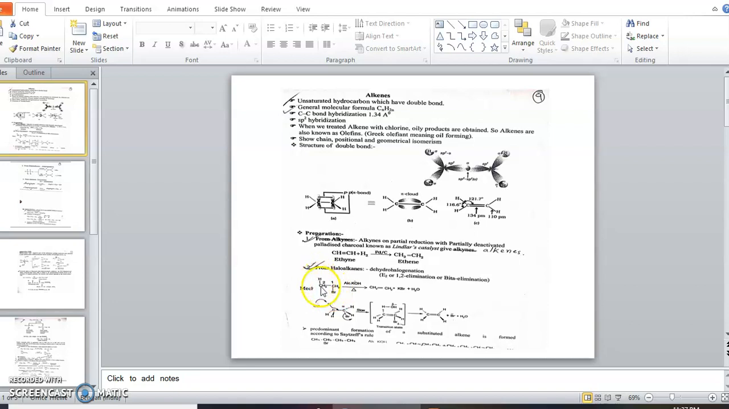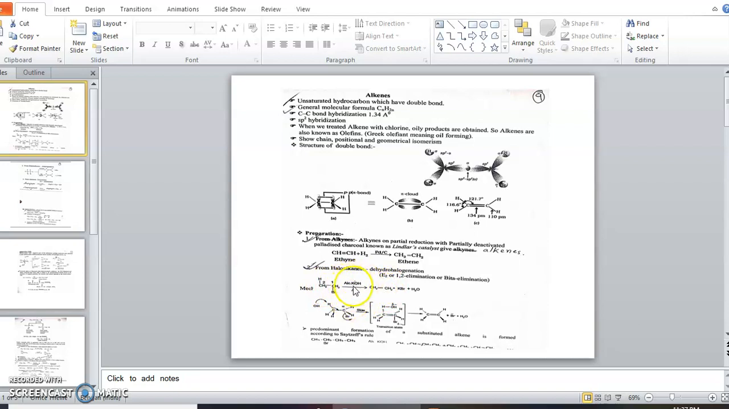If you take CH3CH2Br as an example, and you react it with alcoholic KOH solution and heat it, then what will happen? The hydrogen will be eliminated from carbon number 2, and the bromine will be eliminated from carbon number 1, and the double bond is formed between carbon number 1 and carbon number 2, that you can see over here, right? And what is the mechanism?